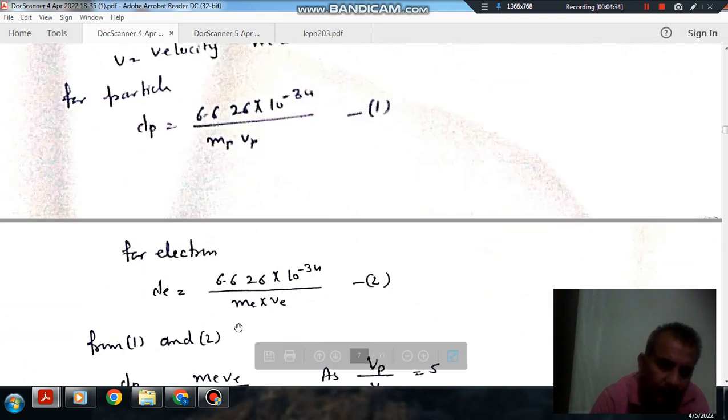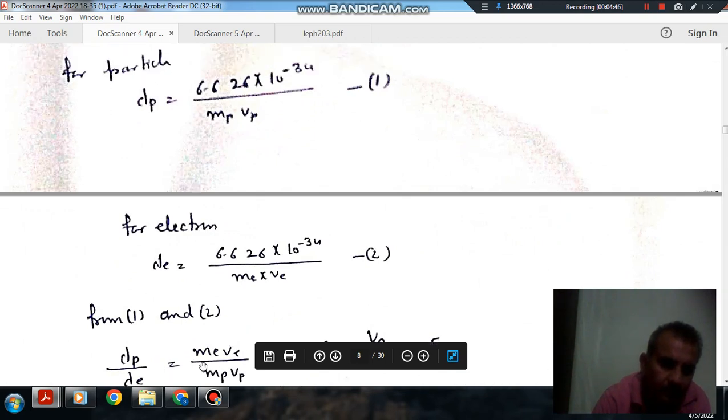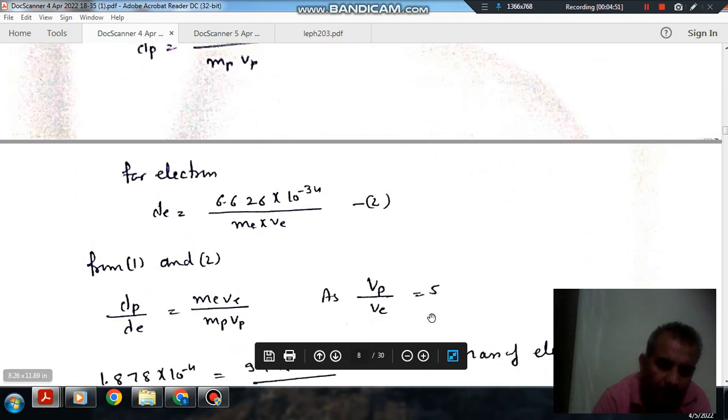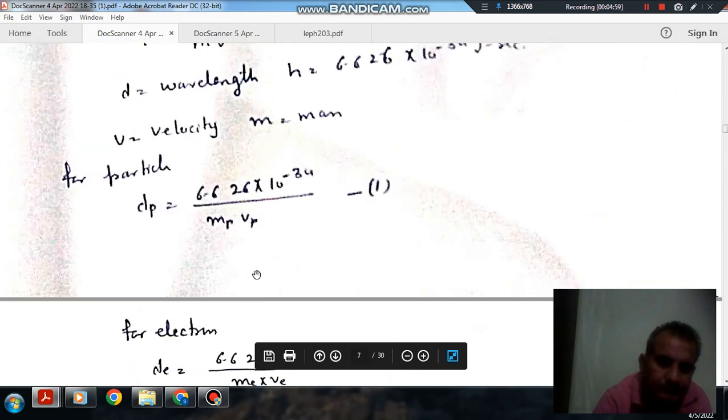When we consider the electron, we take the mass of the electron and the velocity of the electron, so this will be lambda e. Now lambda p by lambda e will be equal to m e v e by m p v p, and v p by v e is 5. The velocity of the particle by the velocity of the electron is 5, and that is given.